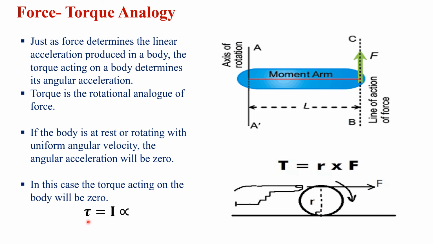Torque is equal to I into alpha. Here alpha is angular acceleration. If angular acceleration is 0, then torque is equal to 0, because here uniform angular velocity is maintained. There is no change in velocity and angular acceleration is 0. So due to 0 angular acceleration, torque is also 0.